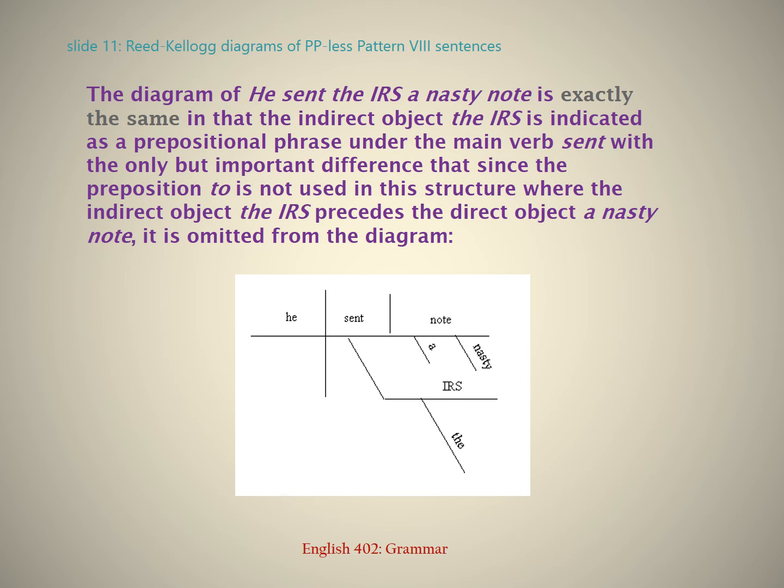The diagram of he sent the IRS a nasty note is exactly the same in that the indirect object, the IRS, is indicated as a prepositional phrase under the main verb sent, with the only but important difference that since the preposition to is not used in this structure where the indirect object, the IRS, precedes the direct object, a nasty note, it is omitted from the diagram.